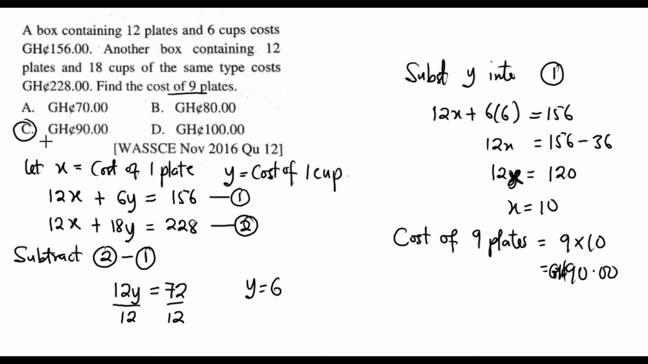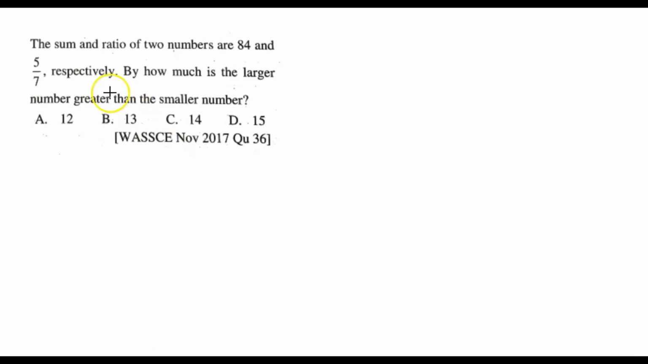Now moving on to the next question, we have an interesting question which goes as: the sum and ratio of two numbers are 84 and 5/7 respectively. By how much is the larger number greater than the smaller? So in this case, you have to generate your equations in the same way and then solve them simultaneously.